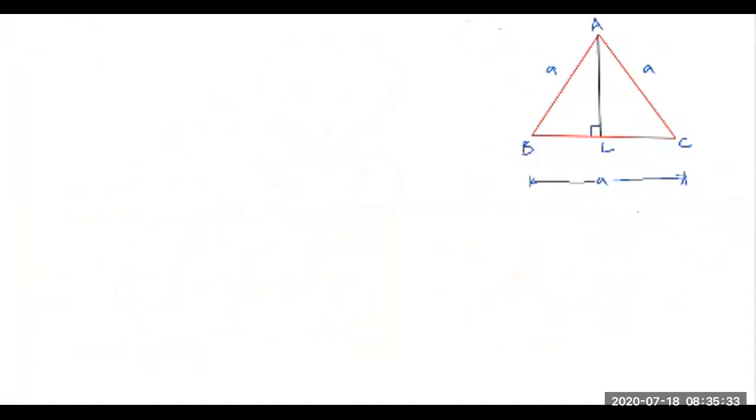Alright students, the last is the trigonometric ratios for 30 degree and 60 degree. How do we find all the ratios for 30 degree and 60 degree? Students, for this we need to draw an equilateral triangle. Here AB is equal to AC is equal to BC, all are equal to A units.